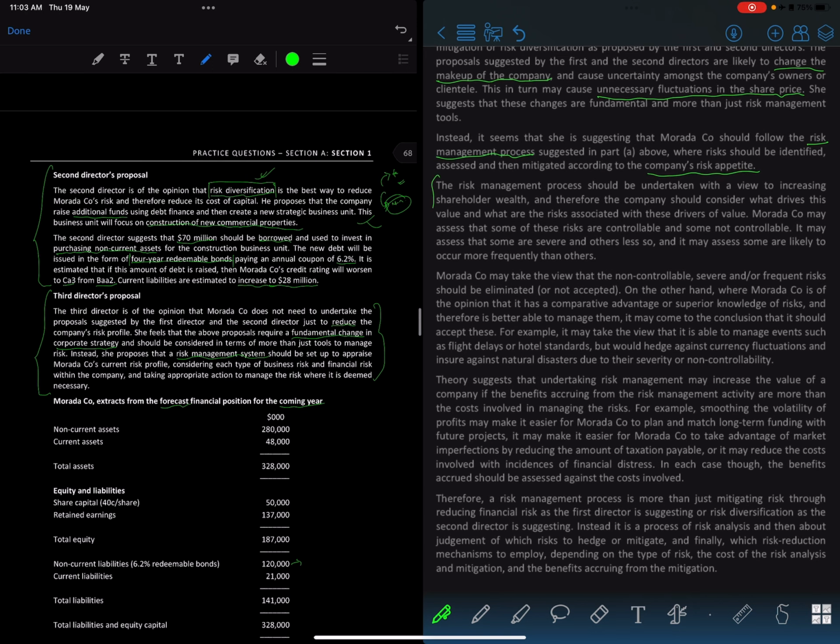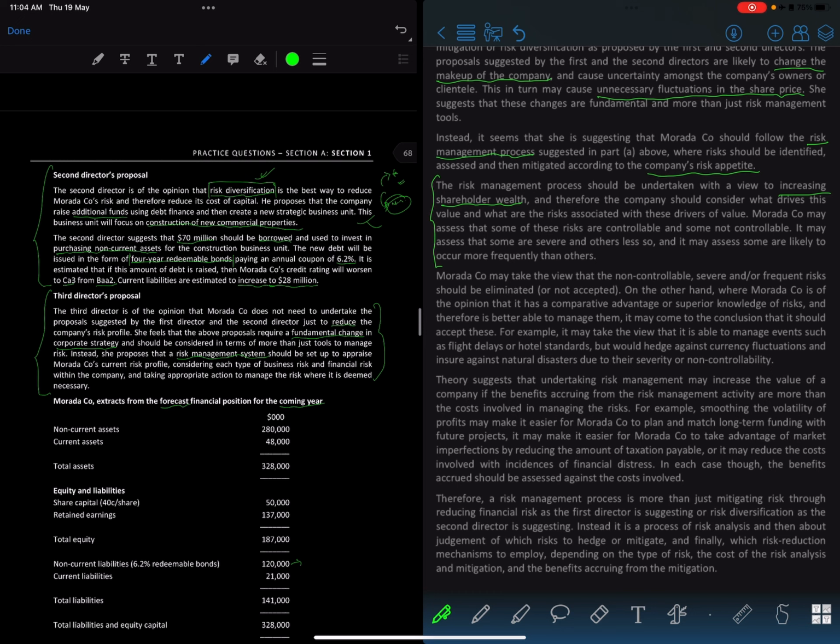Therefore, the company should consider what drives this value and what the risks associated with these drivers of value are, right? So it's basically we are always trying to increase the shareholders' wealth, and you just can't say we will not take any risks, right? So we have to take some risks. And those risks should also be considered, like there will be some risks associated with those value drivers, right? So that's what they are telling over here.